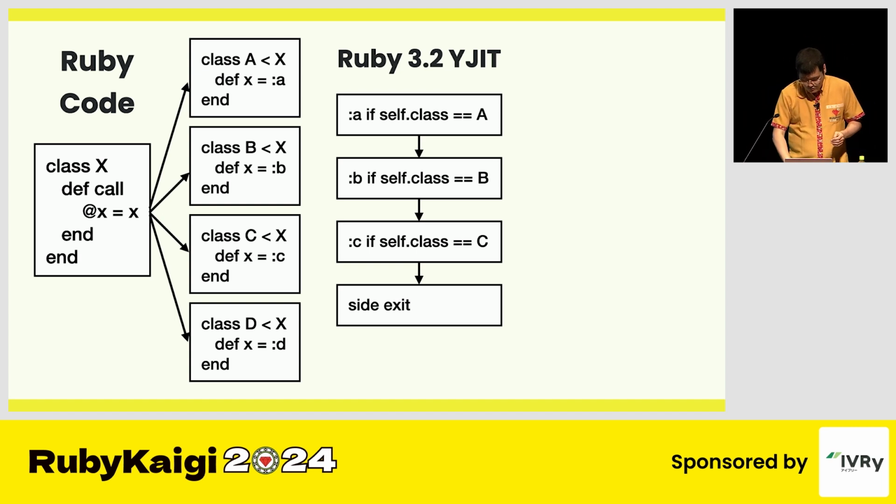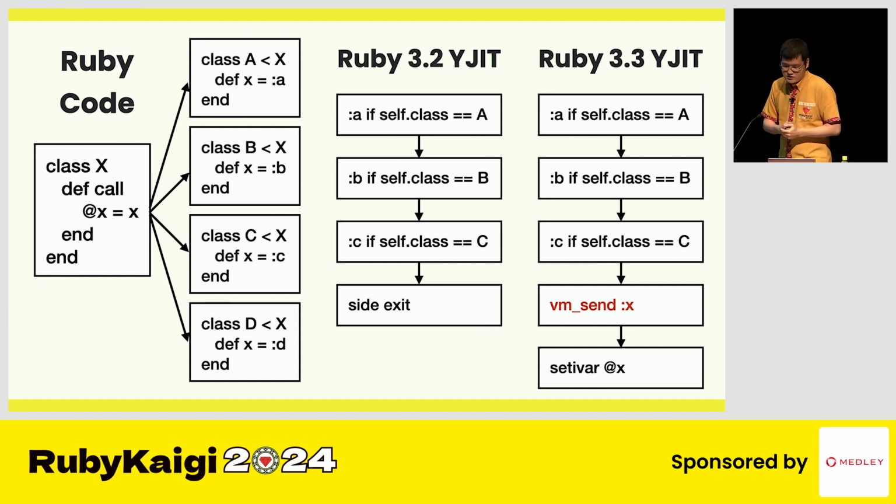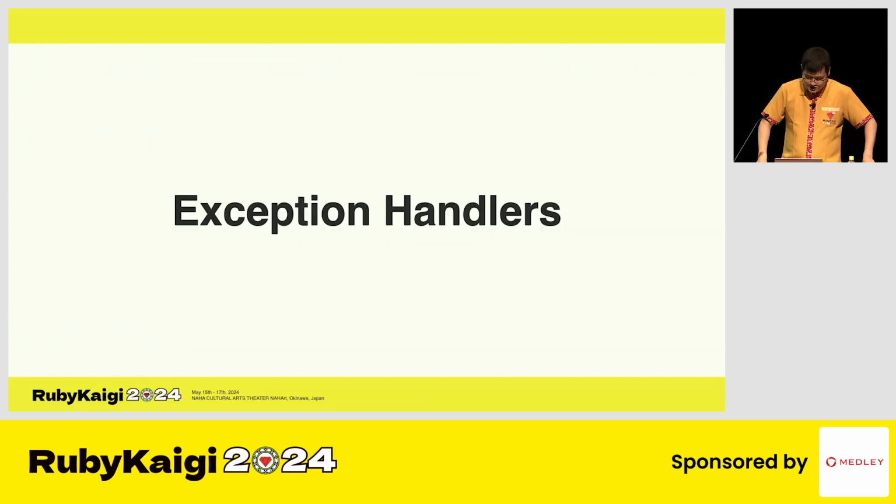But we made the improvement, again, using the virtual machine send implementation. So 3.3 YJIT can avoid stopping the compilation there, and just JIT compile the subsequent instructions. That way, the ratio in YJIT is maximized to 99% because of those improvements in 3.3. The next topic is exception handlers.